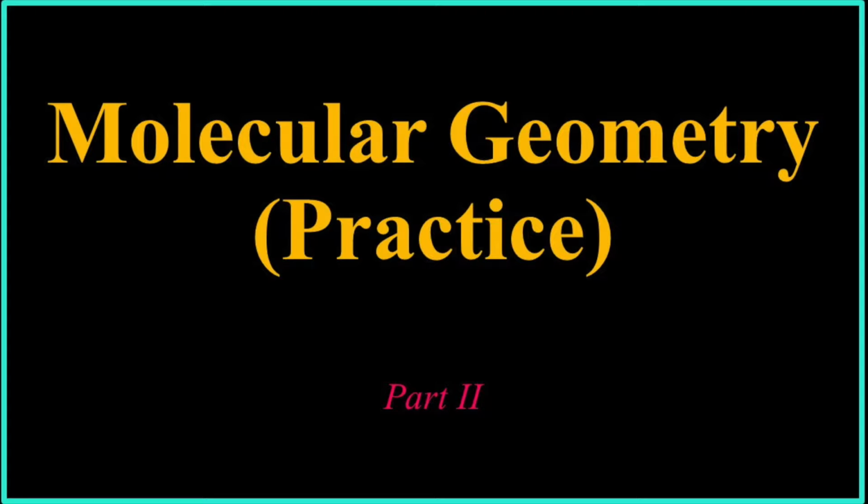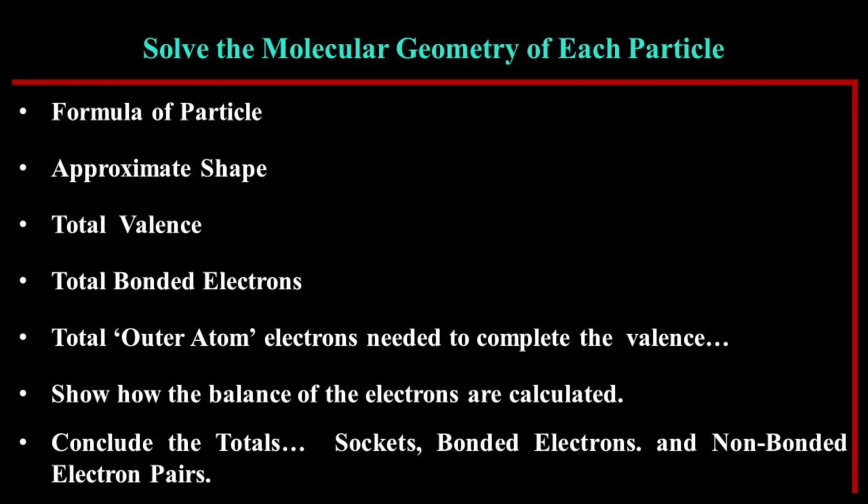There are several things that you're going to want to do for the successful completion of the experiment, and I'll go through those slides now. There are 2 slides that will explain everything you need to do. Solve the molecular geometry of each particle: formula of particle, approximate shape, total valence, total bonded electrons, total outer atom electrons needed to complete the valence.